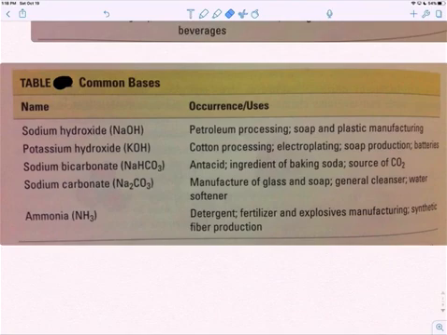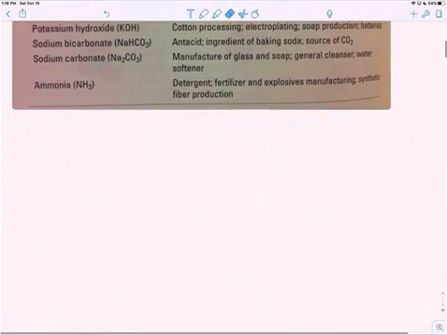Sodium bicarbonate, that's baking soda. Sodium carbonate, that's known as washing soda. Use it for glass, and just use it to clean a lot of things. What I use for my dishwasher, I use sodium carbonate. It's also a primary component in OxyClean. Ammonia, mostly used to make fertilizer. Ammonia is the main source of nitrogen that we have for plant nutrients.